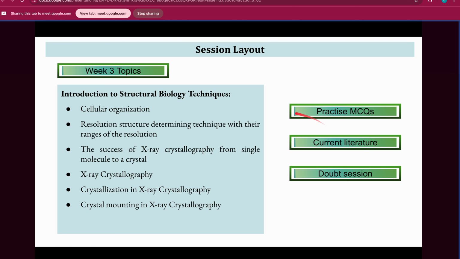So in this, firstly, we'll summarize all these topics, then we will practice a few MCQs. We will look into the current literature, and then I'll be taking your doubts.